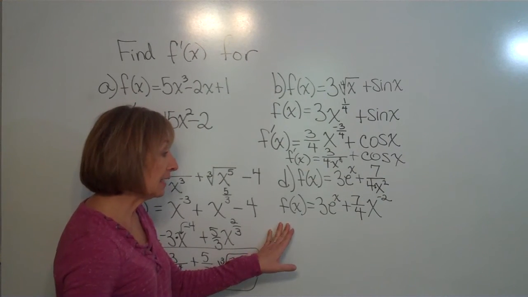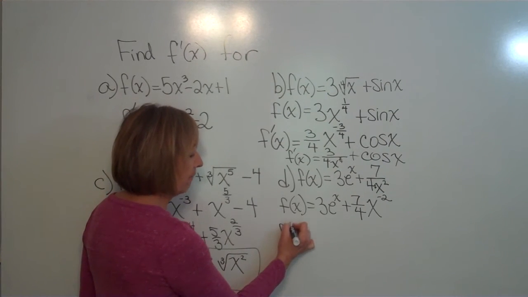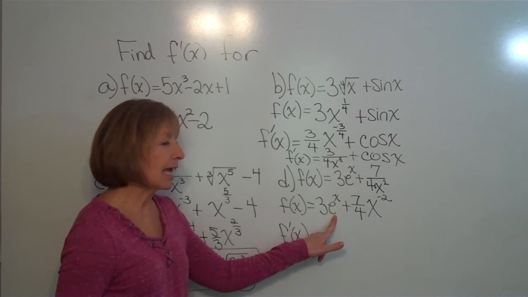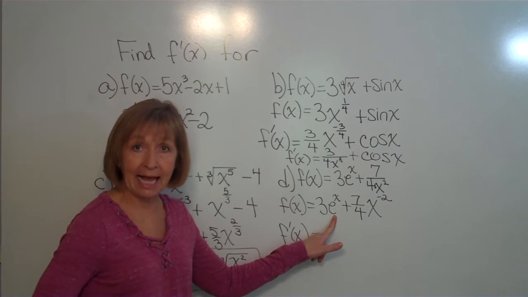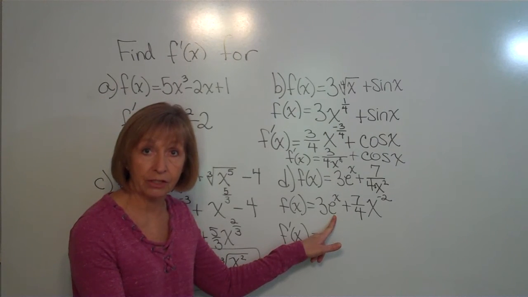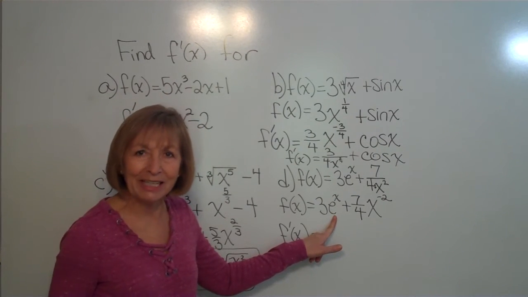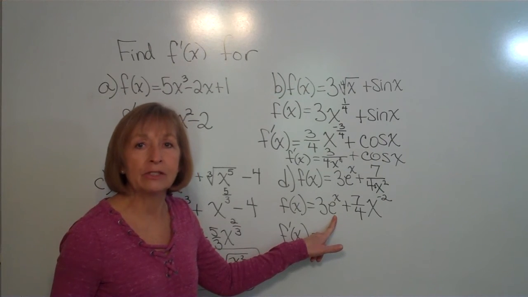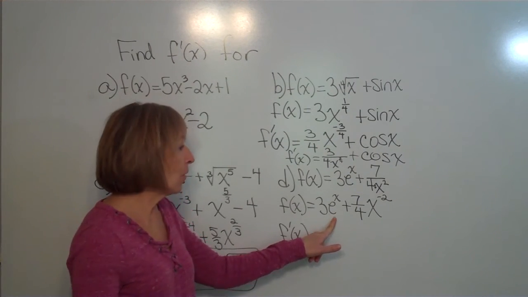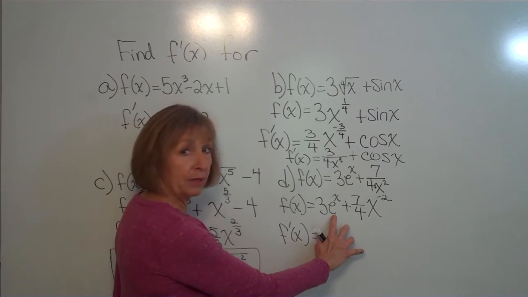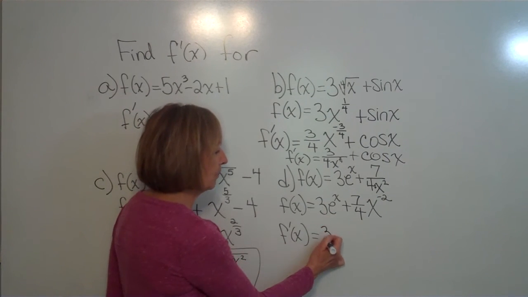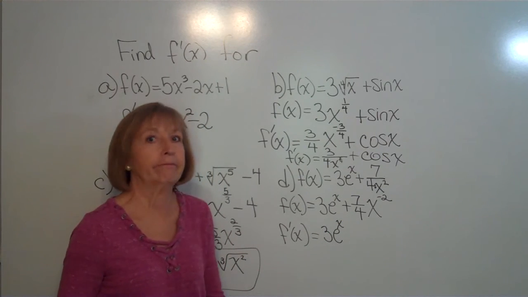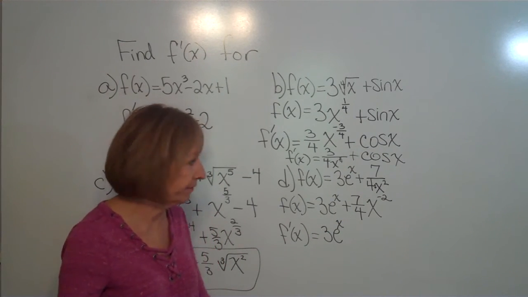Now that we've rewritten it, we're ready to differentiate it. F prime of x is equal to, well, a constant times a function's derivative is the constant times the derivative of the function. But the derivative of e to the x is e to the x. It's that function who is its own derivative. So 3 times the derivative of e to the x is still 3e to the x. I did differentiate it, it's just that that function is its own derivative.